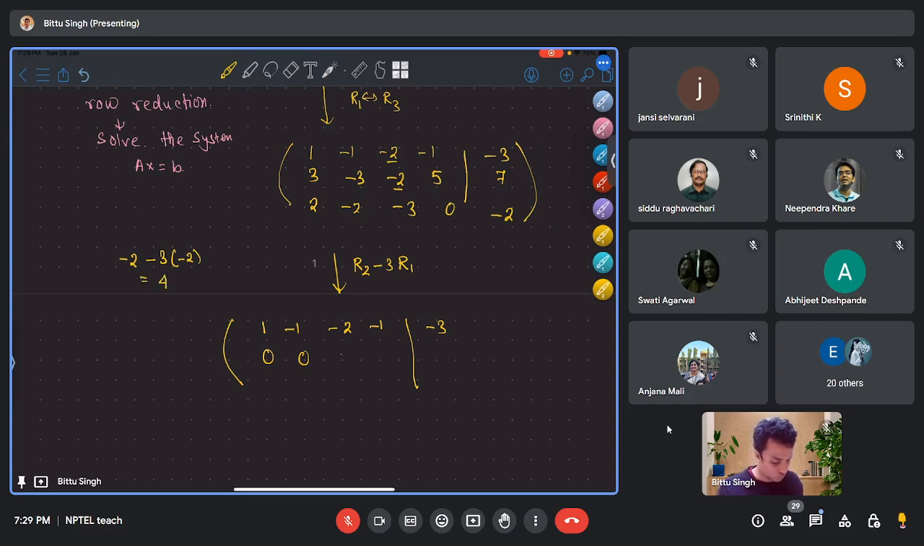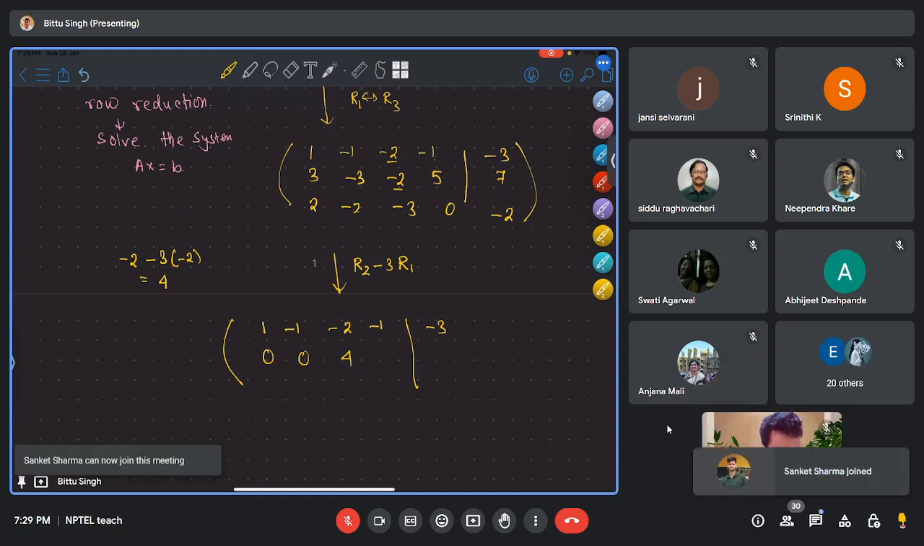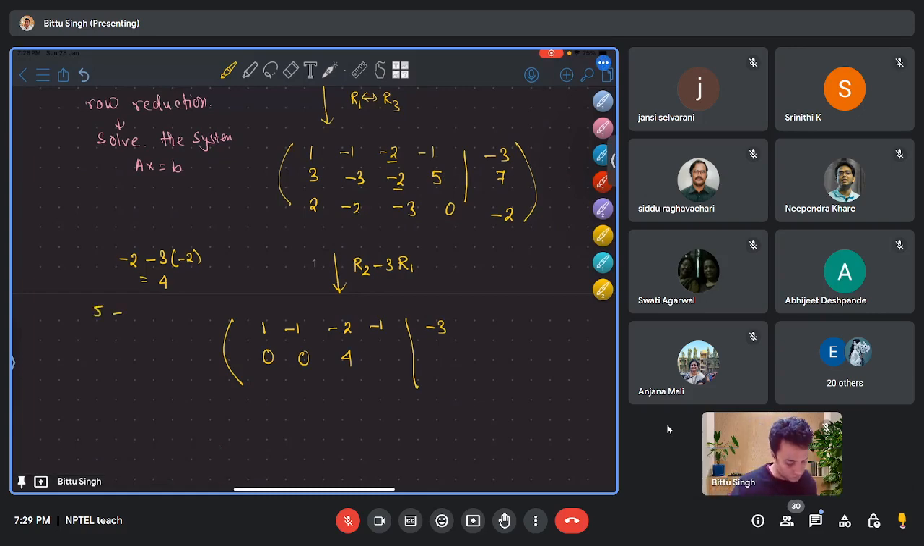It is 4. So it will be 4. And after that, it is 5 minus, this entry will be 5 minus 3 times minus 1. That is 8. Yes. And after that, what is this? 7 plus 9, 16. Great.